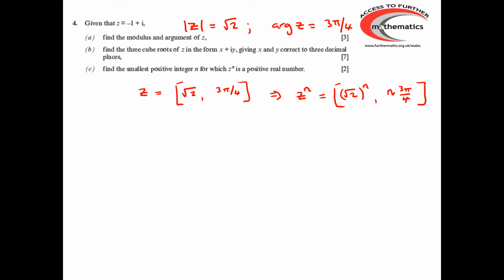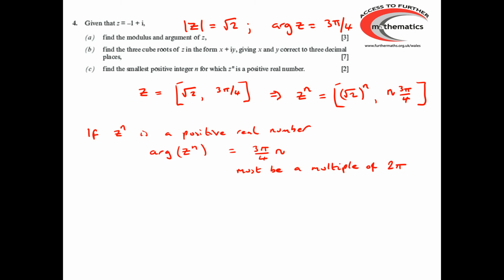If we want z to the n to be a real positive number, now a real positive number has an argument of 0, or 2 pi, or 4 pi, or 6 pi. We certainly need n times 3 pi by 4 to be a multiple of 2 pi. Now 3 pi by 4 times n is the same thing as 3/8 n times 2 pi. So we need 3/8 n to be an integer, a positive integer.